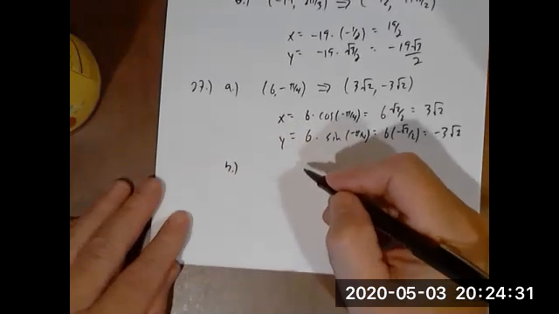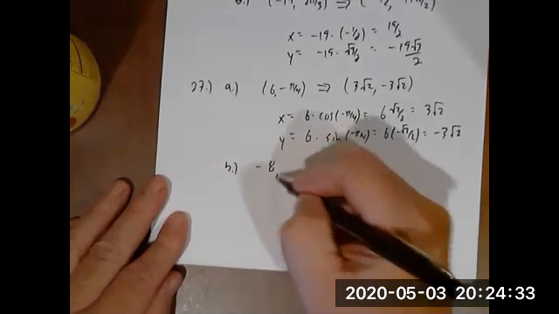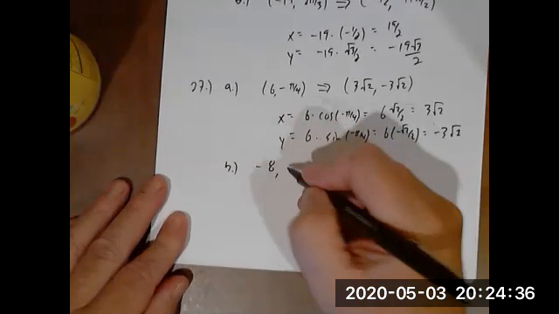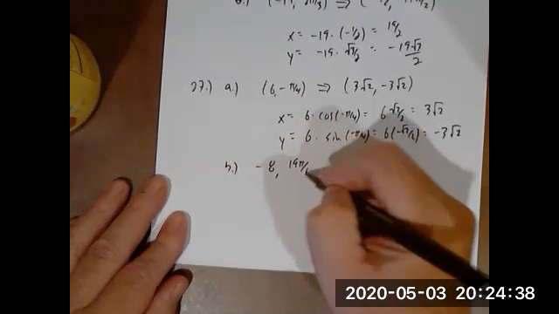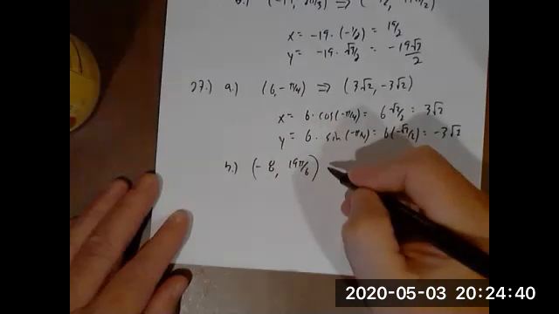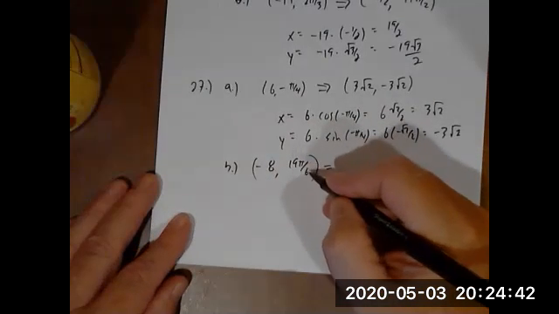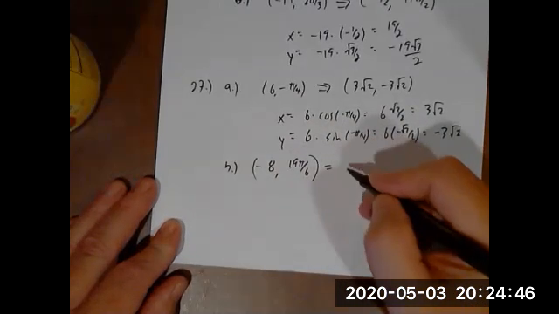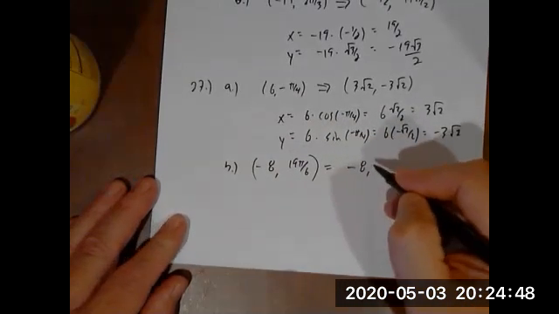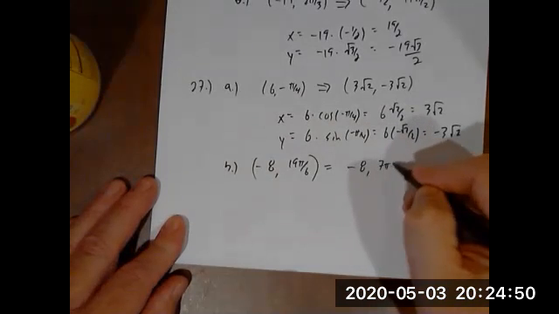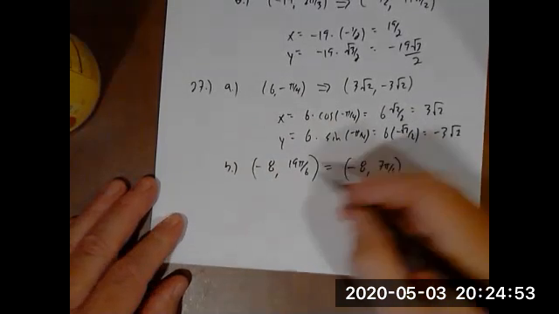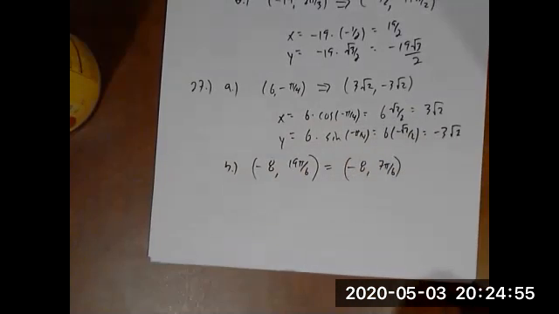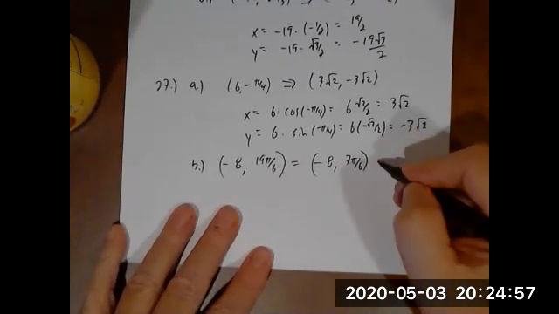The polar coordinate is -8, 19 pi over 6. Let's figure out what 19 pi over 6 is. 12 pi over 6 is 2 pi. So this is really the same thing as 7 pi over 6. So we can think of this as -8, 7 pi over 6.